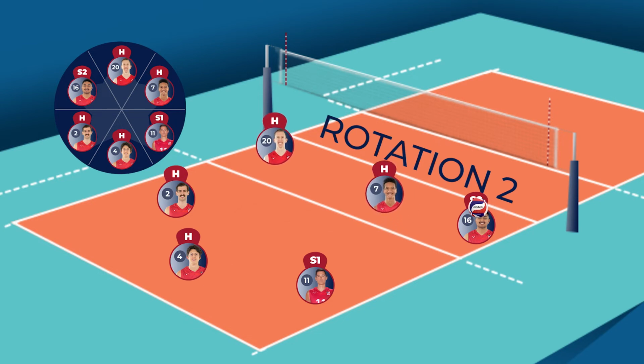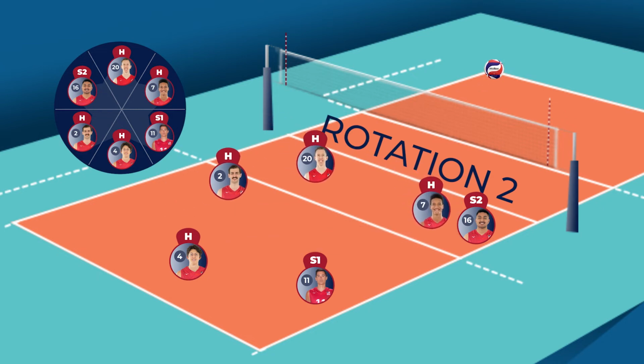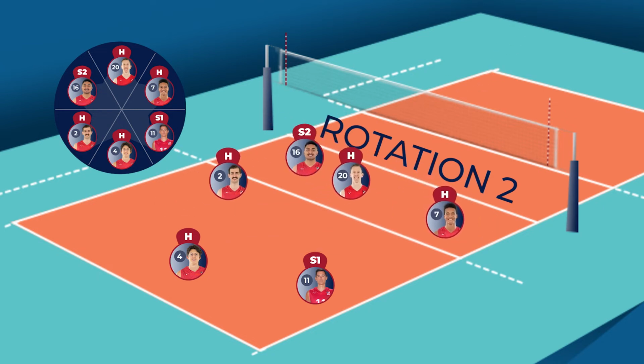The setter may also choose to set to a back row attacker, who must jump from behind the 10-foot line to hit the ball. The setter must switch back into the normal rotational position for each new serve.